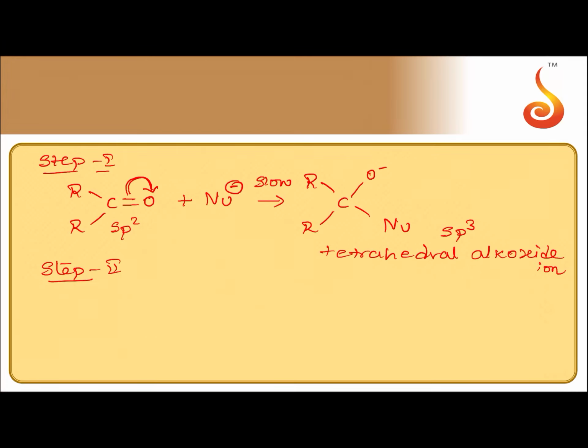Now if you see step 2, what happens? The intermediate that is formed picks up a proton either from the solvent or from the reagent to give an electrically neutral addition product. What is the intermediate obtained here? The alkoxide ion. The alkoxide ion formed as intermediate in the first step will pick up a proton, either from the solvent or from the reagent, to form the final addition product. So this is the final addition product we are getting. This is the nucleophilic addition reaction mechanism of carbonyl compounds.